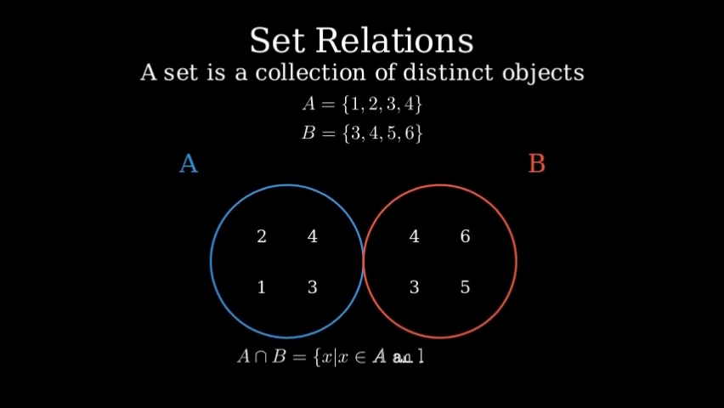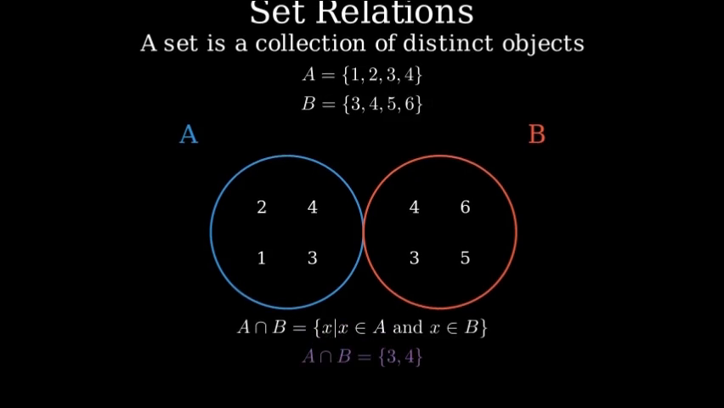The intersection of two sets, written as A intersection B, consists of all elements that are in both set A and set B. In our Venn diagram, the intersection is represented by the overlapping region. For sets A and B, the intersection contains the elements 3 and 4, since these elements appear in both sets.